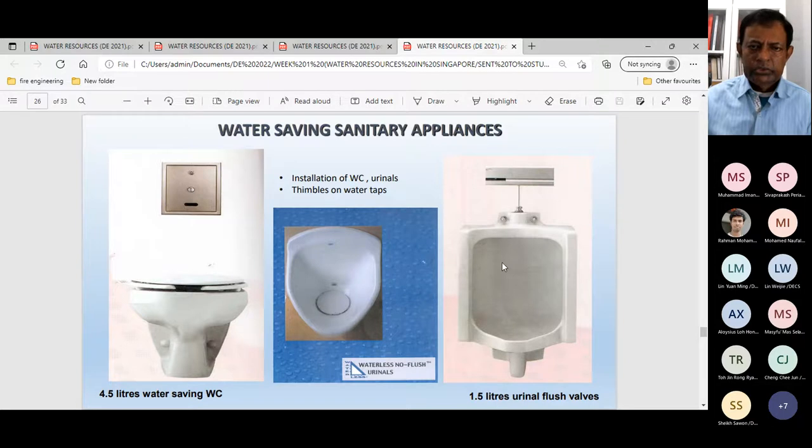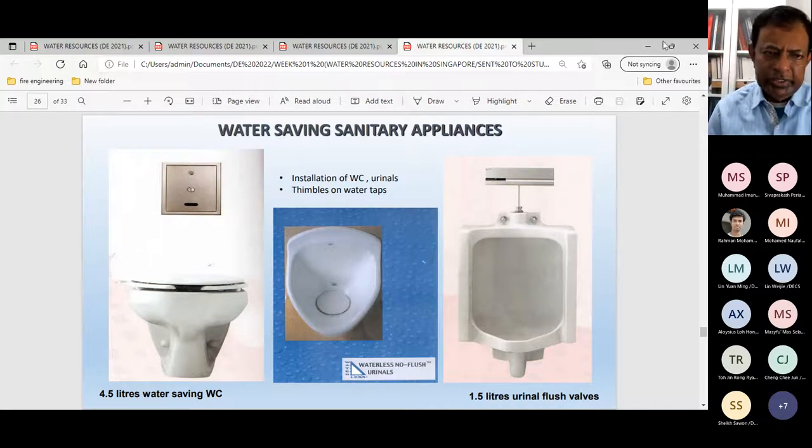Similarly, for urinals, there is a limit. The urinals can only discharge 1.5 liters per urinal. So these are some of the measures taken by PUB and the government to limit the water usage and also to reduce the consumption of water.